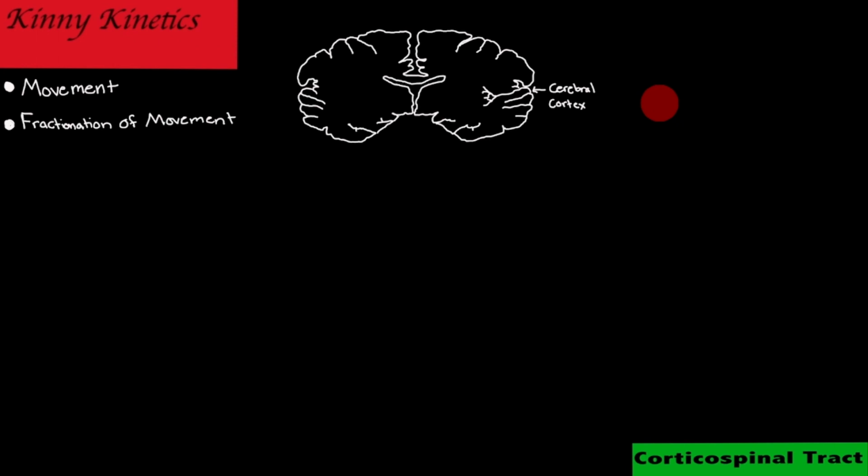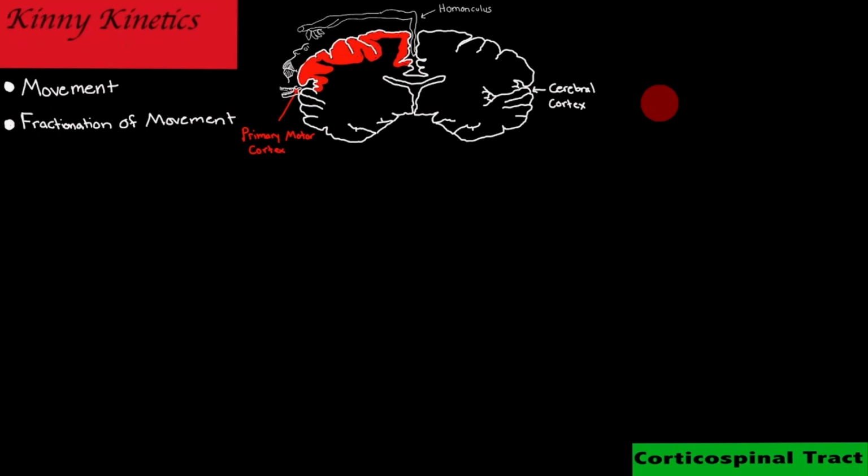So here we have a picture of the cerebral cortex. As you see, shaded in red is the primary motor cortex. The primary motor cortex has its own homunculus. If you recall from my previous videos, the homunculus is a map of all the body parts. The primary somatosensory cortex and the cerebellum also have their own homunculus.